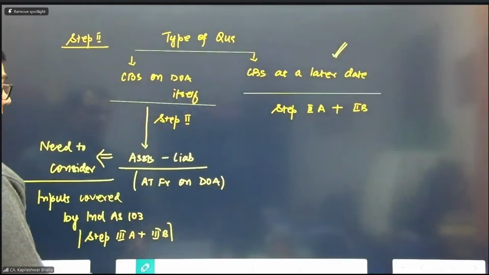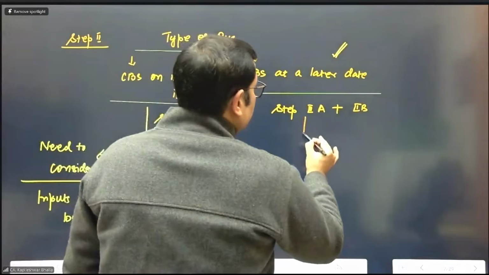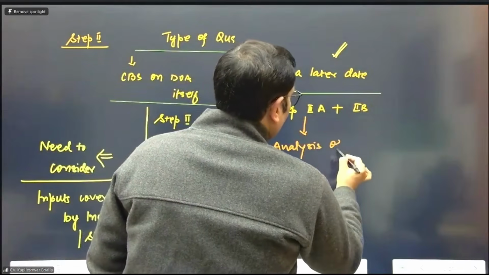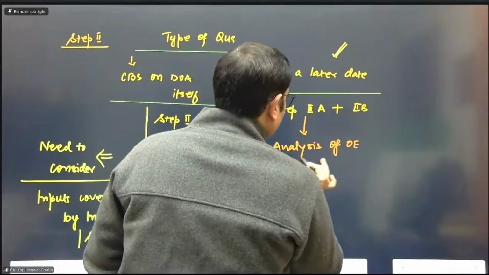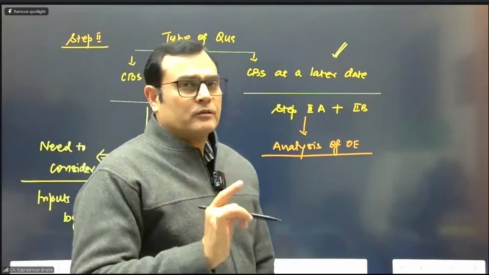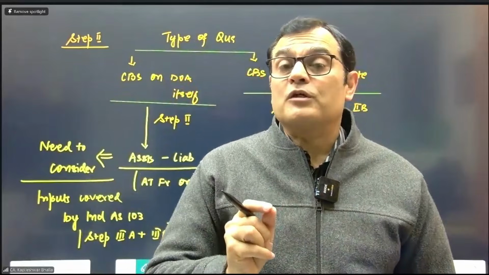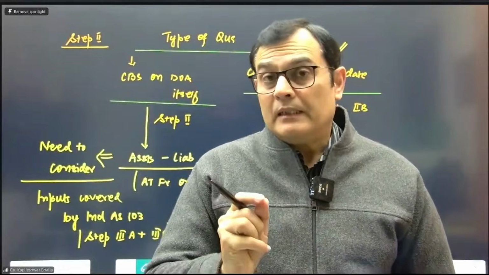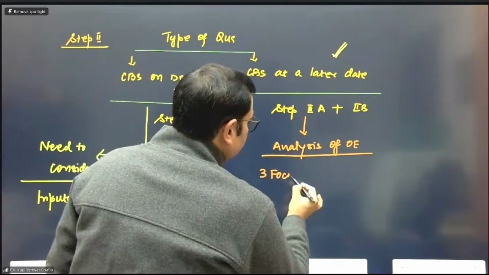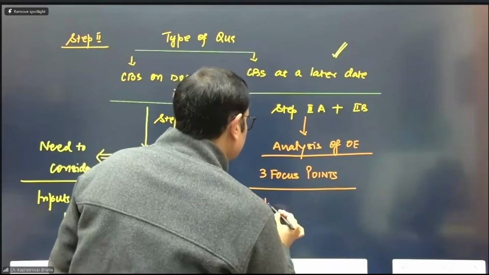Now, coming back here, if the consolidated balance sheet is at a later date, in step number 2A we need to consider the analysis of other equity. If you recall, I did not document this, but I definitely made a mention that there will be a total of 3 focus points at the back of your mind when you're doing the analysis of other equity. So let's see what are the 3 focus points which we need to consider in this case.